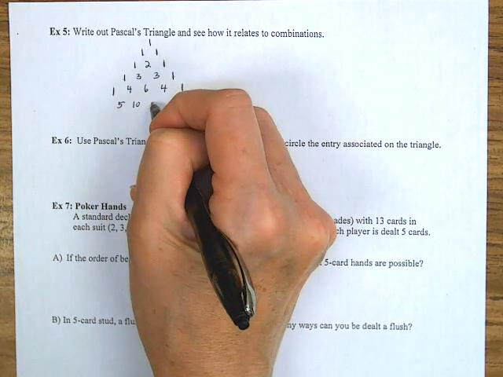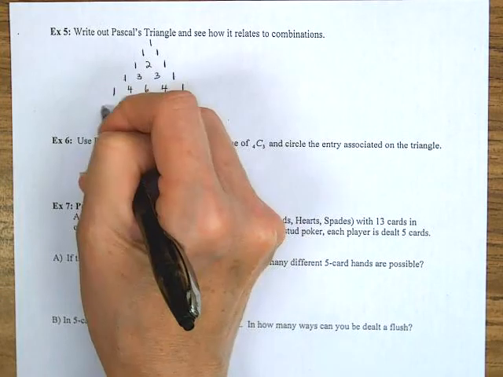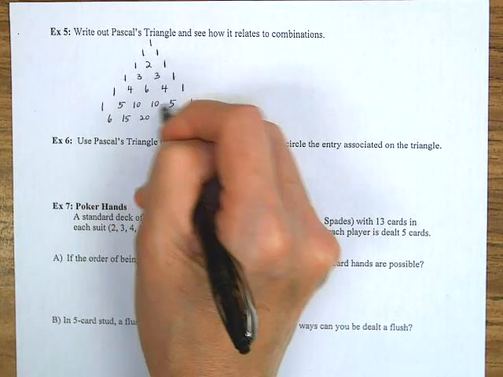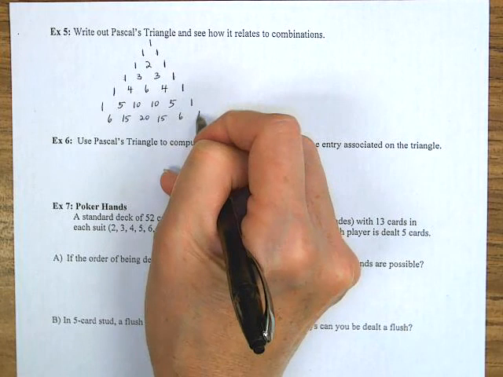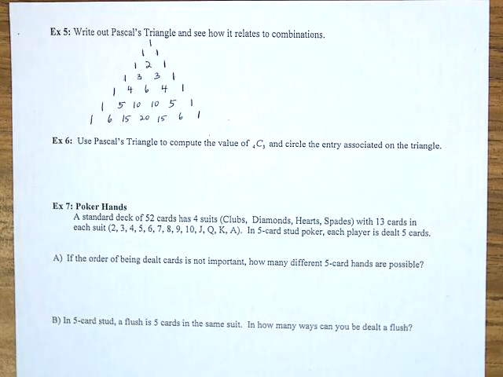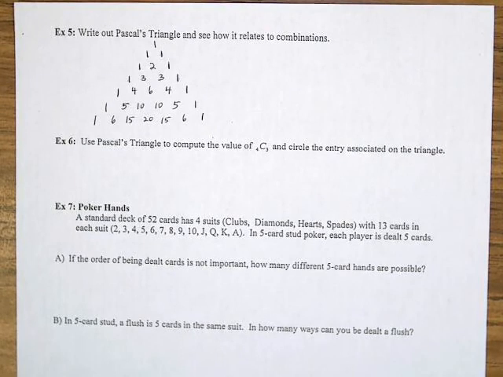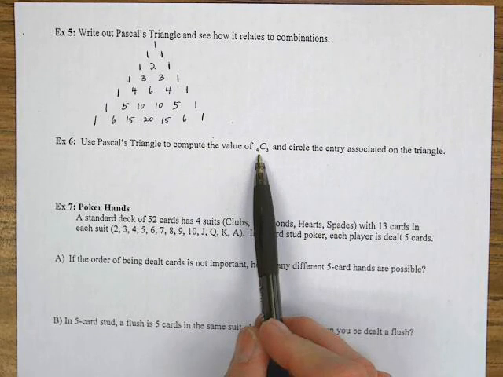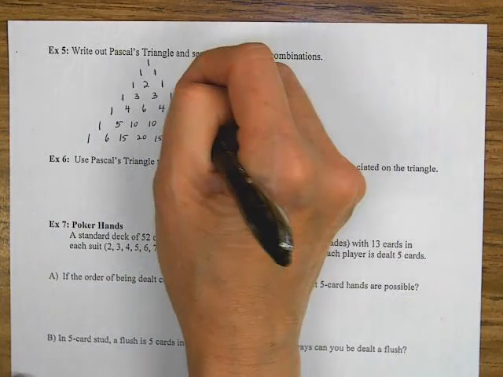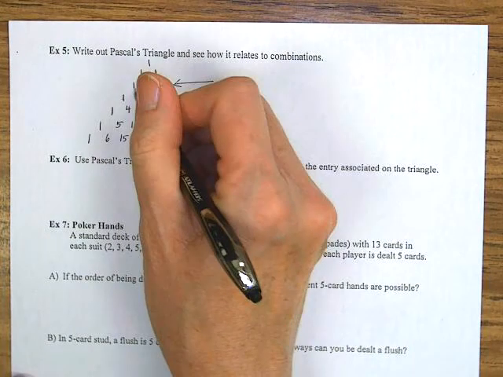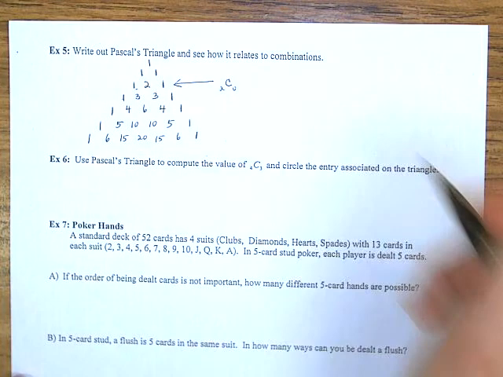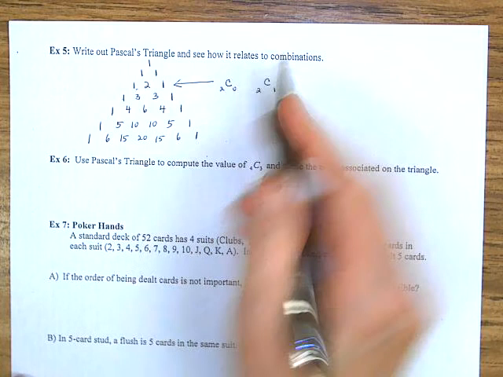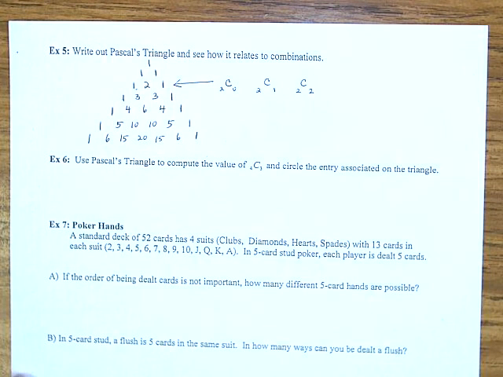5, 10, 10, 5, put some 1s on the ends. We'll make one more line. This would be 6, 15, 20, 15, 6, and then I'll put my 1s on the ends, and you could keep going. So the question is, how does this relate to combinations? And specifically here I'm asking combination of 4, 3. Well, what happens here is, if I take this line for example, 1 is the combination of 2 choose 0. 2 is the combination of 2 choose 1, and 1 is also the combination of 2 choose 2.